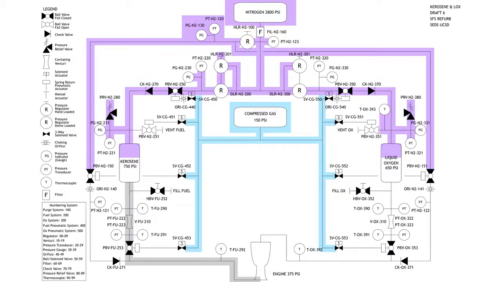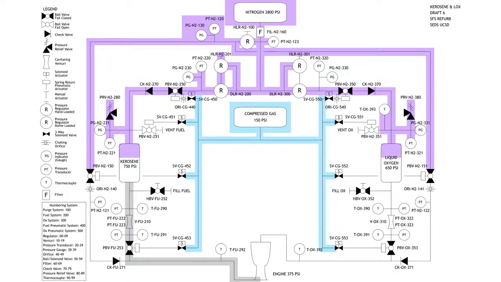Cool. So a regulator takes high pressure and regulates it down to a low pressure. And then a pneumatic actuator takes air pressure to turn a valve 90 degrees, open or closed. That's what an actuator does, and the compressed gas is just to affect the actuator.